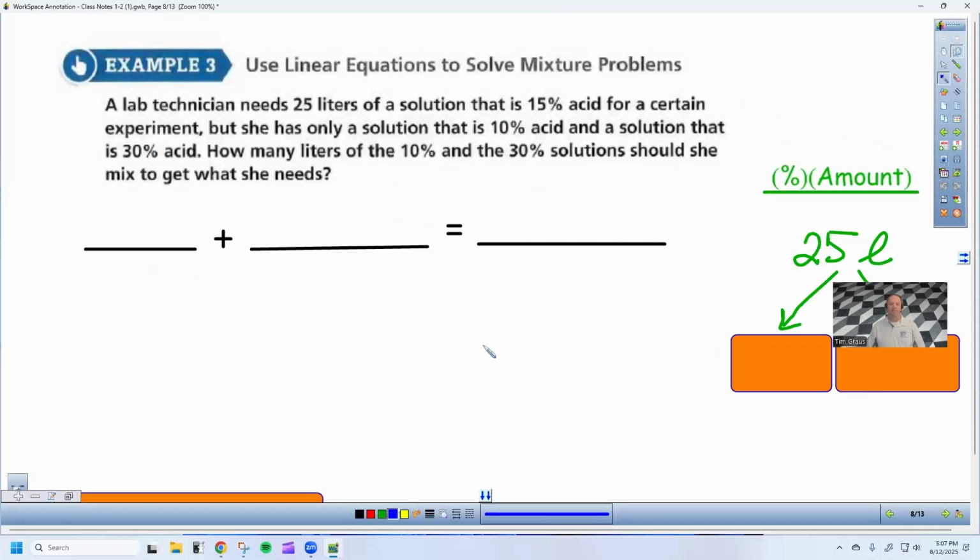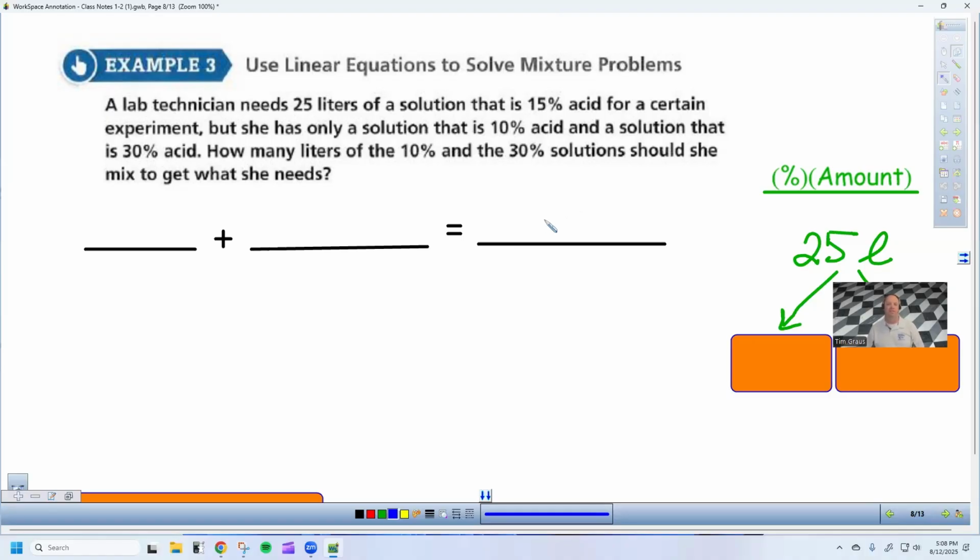Let's look at a slightly different kind of problem, but it still follows the basic format of a blank plus a blank equals a total. This is what's called a mixture problem. And you'll see these kind of problems where they're mixing different kinds of fruit juices or mixing acid, and you have different percentages, different concentrations of acid that you want to mix together.